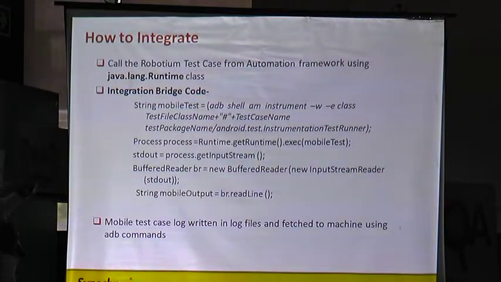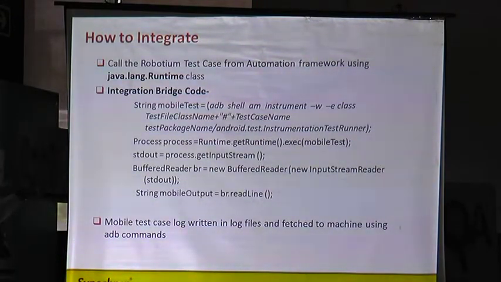In the second line, I'm using the Runtime.getRuntime function to execute the command on the mobile. So I'm passing the string in that exec method, and I'm executing. It is equivalent to executing a command on the command prompt. If you manually execute the same command on the command prompt, you will get the same output. If you want to do it programmatically, you can use this code.